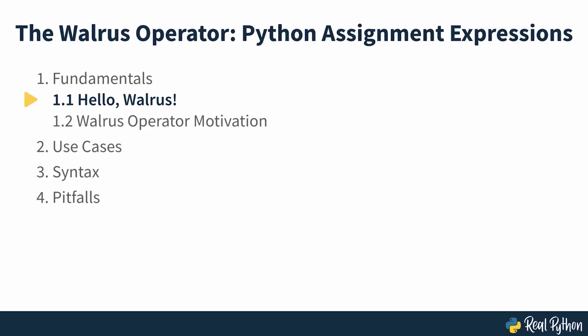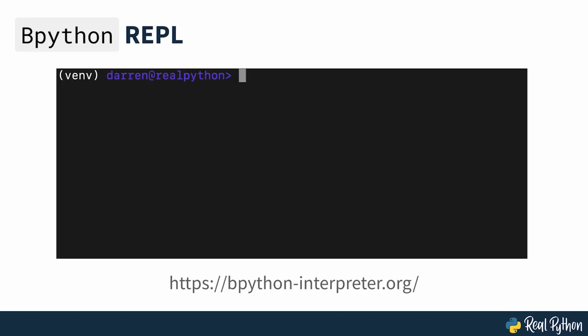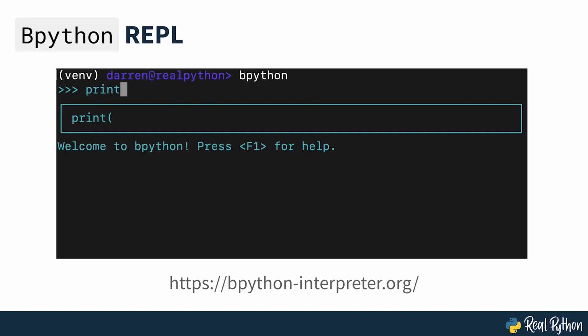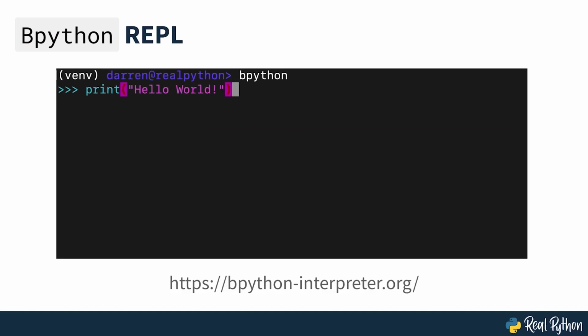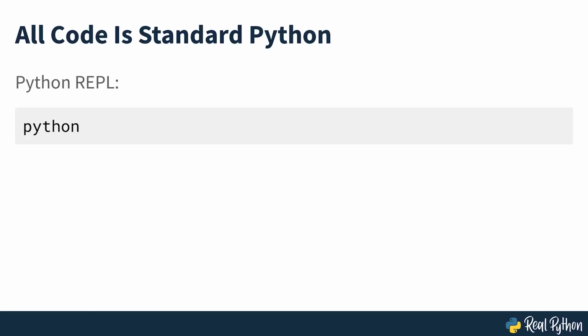Hello, Walrus. Often the best way to get a handle on a new idea in Python is to use the REPL. In this video course, you'll see the bpython enhanced REPL being used because it offers color coding, command completion, and other benefits. All the code which is entered in this course is standard Python, and you can do so in the standard Python REPL, which is typically accessed from your command line by typing python or python3.